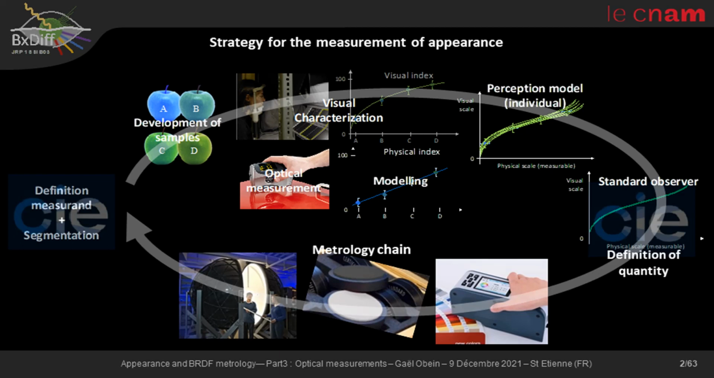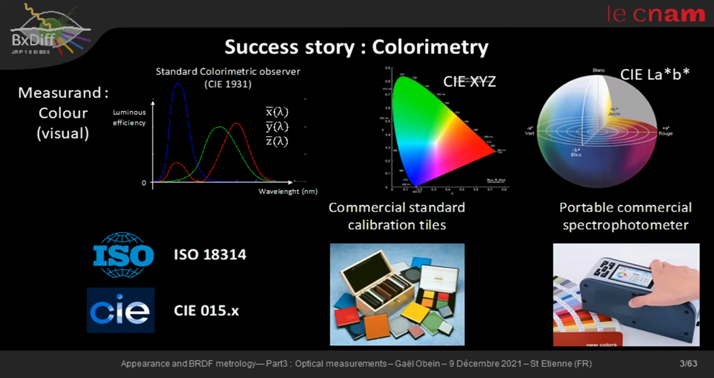So again, I'm back on my strategy for the measurement of appearance, and we are now in this part here, where we have the samples and we try to make optical measurements to characterize the appearance of those samples. As I said before, we have a very good story about it. We have developed the photometry, the colorimetry, the XYZ space, the C-lab space, and all the metrology. And we were really happy with this.